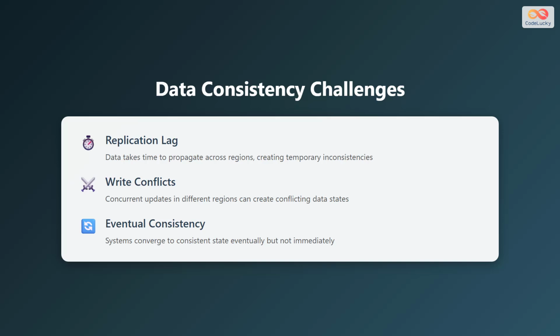In active-passive deployment, one primary region handles all traffic, while secondary regions remain on standby. This makes data consistency simple because only one region is actively writing data. If the primary region fails, traffic automatically switches to a backup region. The trade-off is that secondary regions consume resources without serving traffic during normal operations.